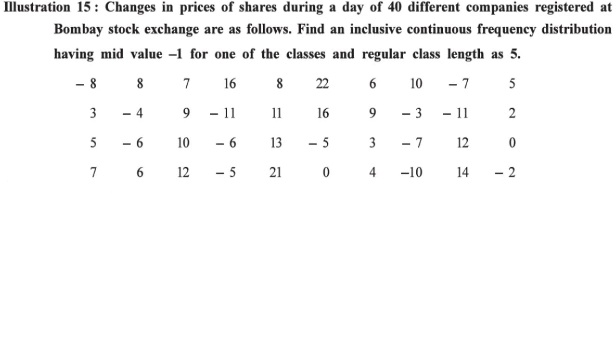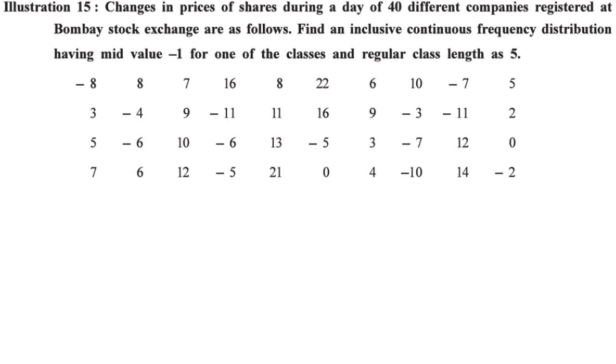Let us take one more sum. Changes in prices of shares during a day of 40 different companies registered at Bombay Stock Exchange are as follows. Find an inclusive continuous frequency distribution having mid value -1 for one of the classes and regular class length as 5. Now, as you can see here, some positive and some negative values are given. When we talk about the minimum value, you will see that it is -11, and the maximum value is 22.